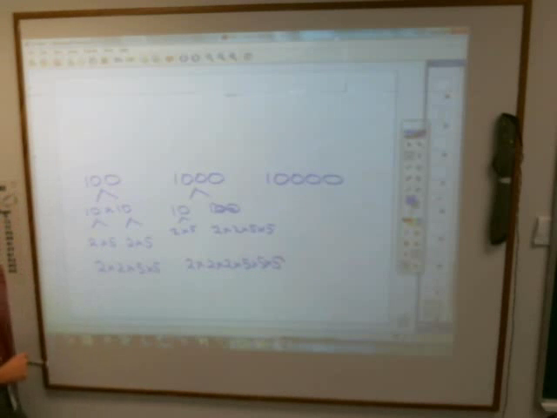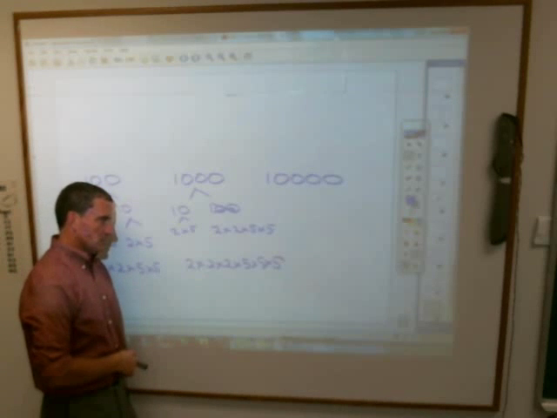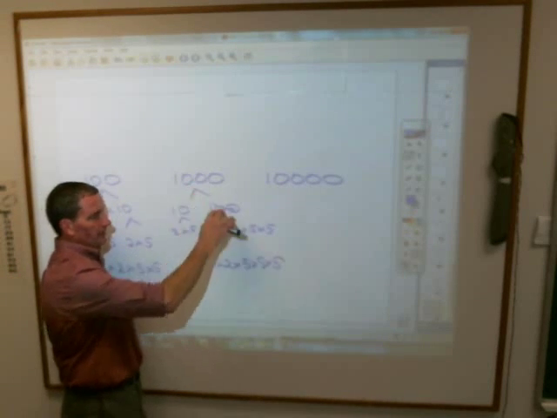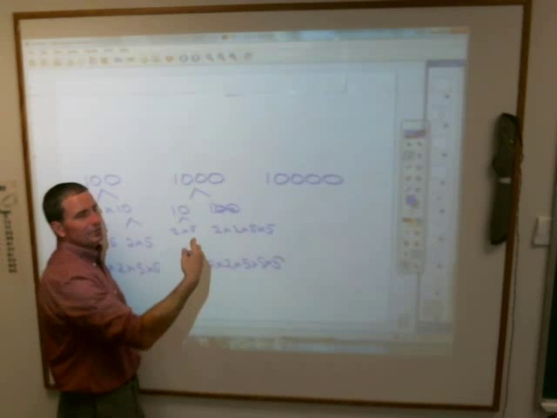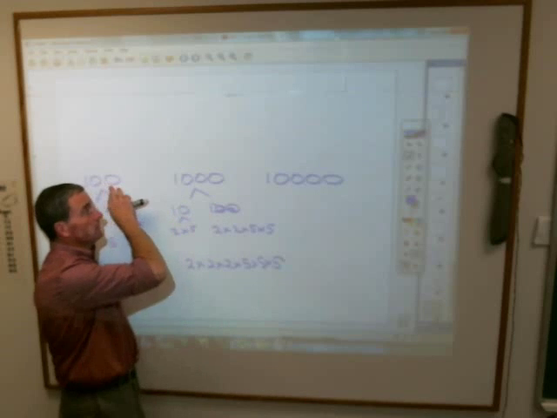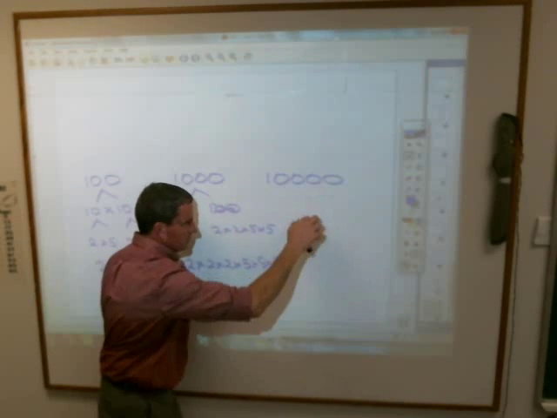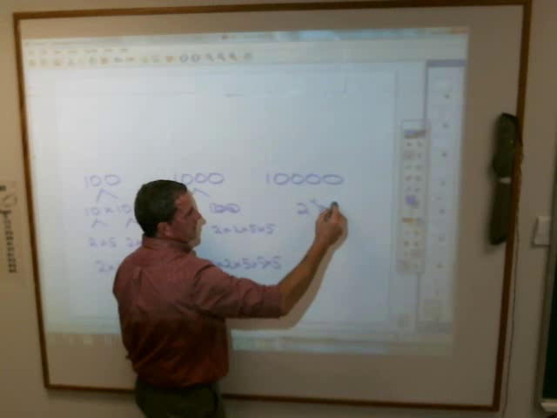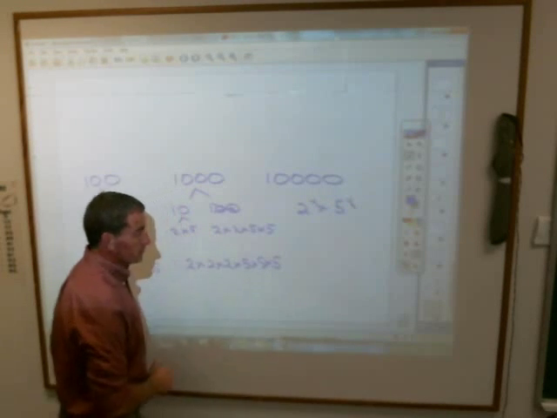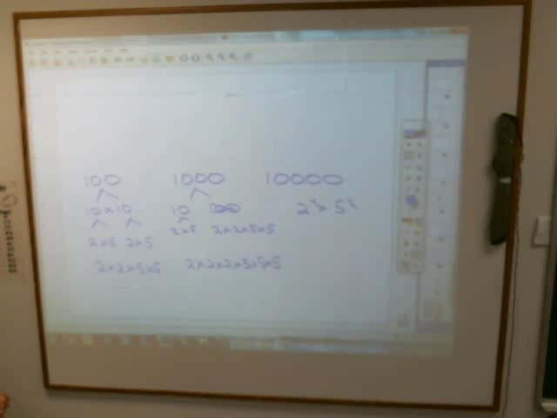Anybody see and can speculate what 10,000 would give me for the prime factors? It's a leap of faith, if you will. Kate Kunacek says, 2 to the 4th power and 5 to the 4th power. Exactly, however many zeros you have are going to be how many 2s and 5s you have, because 2 times 5 gives you 10. 10 times 10 is 100. 10 times 10 times 10 is that, and 10 times that. So this one's just going to end up being 4 2s and 4 5s. So a million would be 2 to the 6 times 5 to the 6.